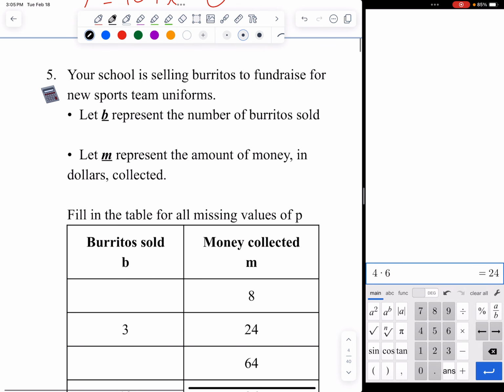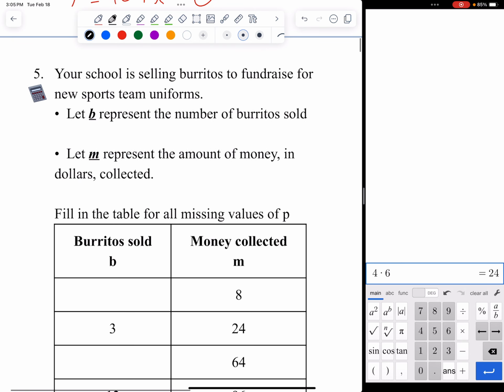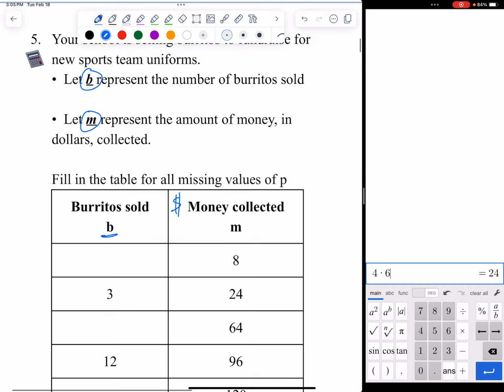So let's see. This looks like another one, like the first one. So your school is selling burritos. Got to roll that R. Burritos to fundraise for new sports team uniforms. So I have my letters. You see them? I got B. There it is. I got M. There it is, and that's my money.